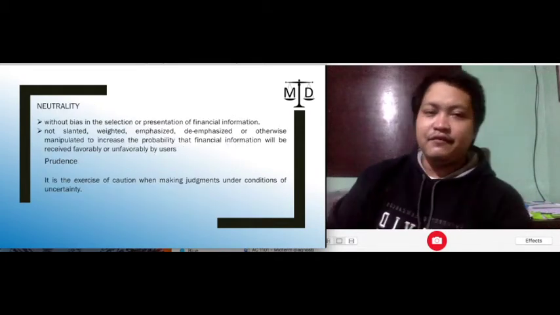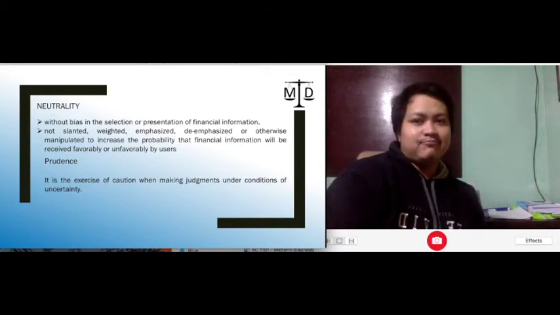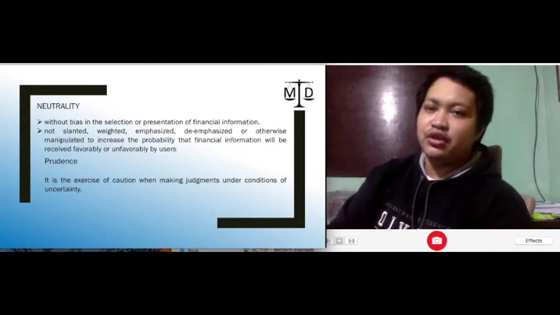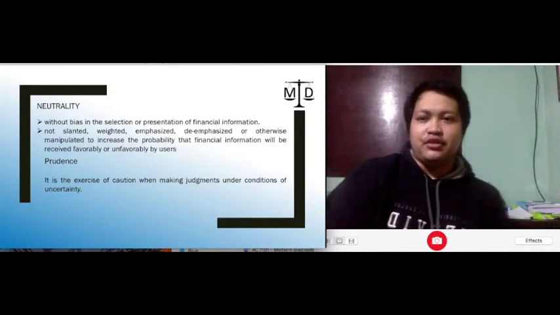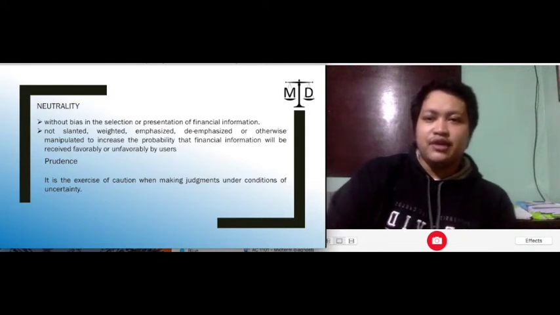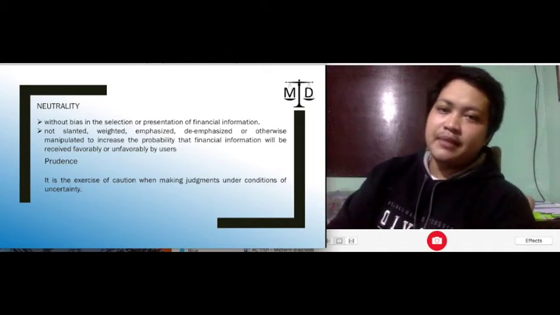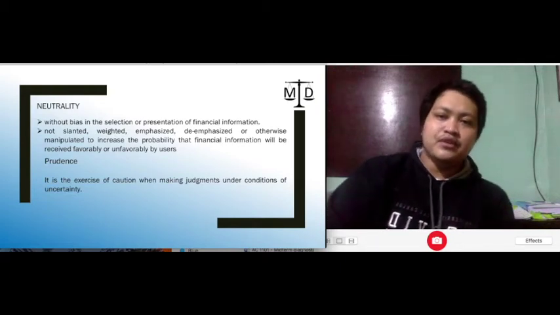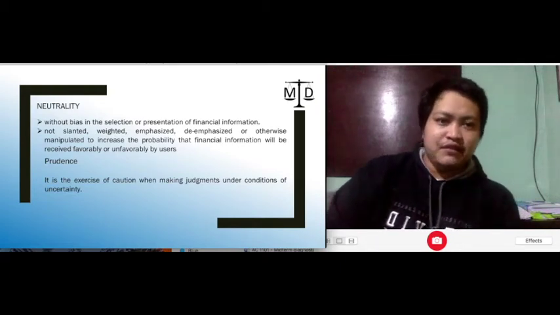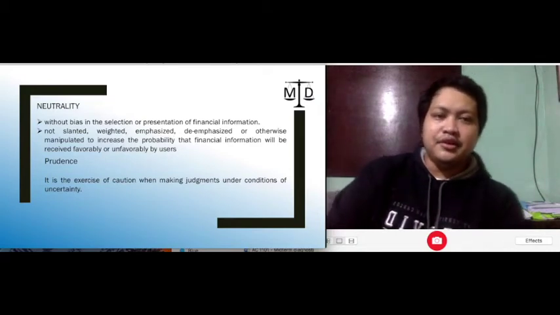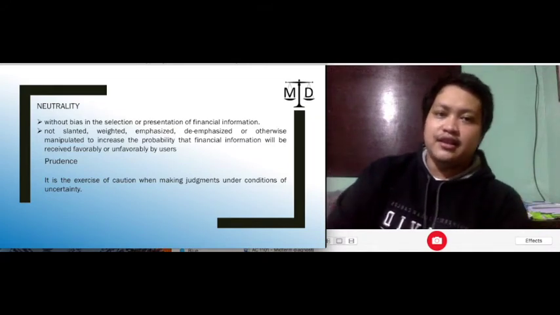The second element of faithful representation is neutrality. Neutrality requires that there is no bias in the selection or presentation of financial information. That information is not slanted, weighted, emphasized, de-emphasized, or otherwise manipulated to increase the probability that financial information will be received favorably or unfavorably by users. So again, if the question will just give you this definition, it will not be difficult for you to come up with the conclusion that the term being described is neutrality. That's a question that you should take advantage of.